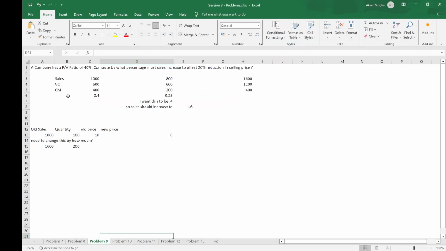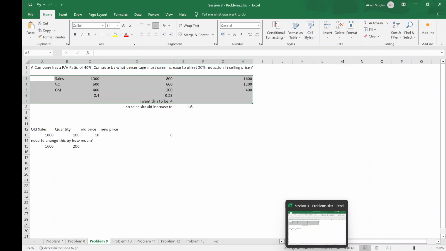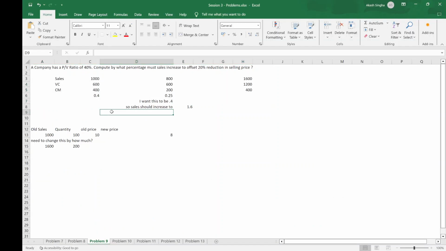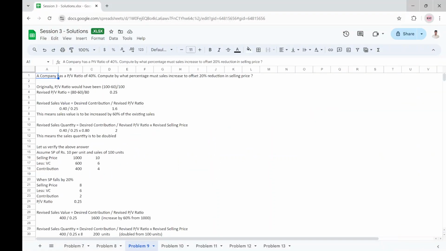Problem 9. A company's PV ratio is 40%. Compute by what percentage the sales must increase to offset a 20% reduction in selling price. Now I guess these things are given in the question. Okay, nothing is given. I am not sure if it was given in the question or not. I'll just check once.